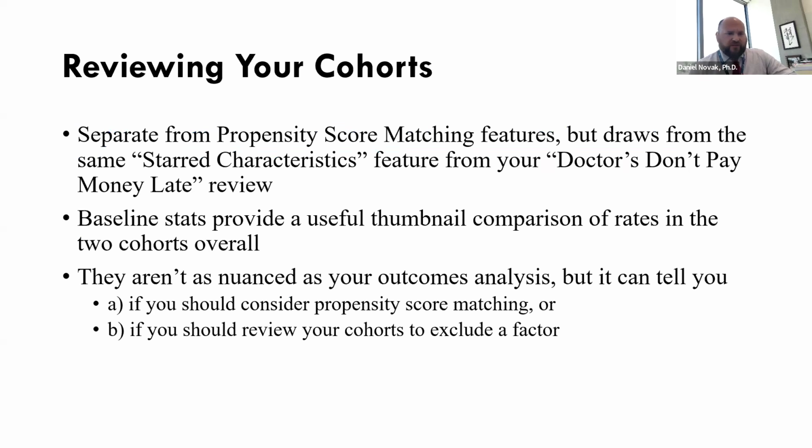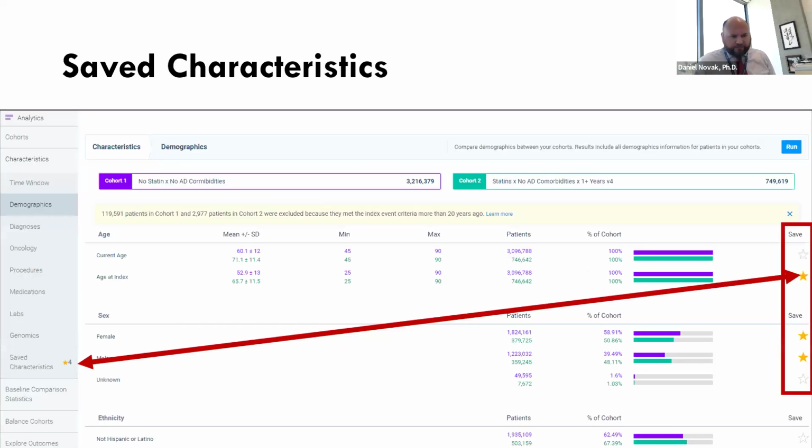So now a reminder to review your cohorts. Separate from your propensity score matching features, we're going to look at how you save characteristics for your groups and how your baseline stats tools can provide a thumbnail comparison of rates in the two cohorts overall. This isn't as nuanced as your outcomes analysis, but it can tell you if you should consider propensity score matching more strongly, or if you should review your cohorts to exclude a factor.